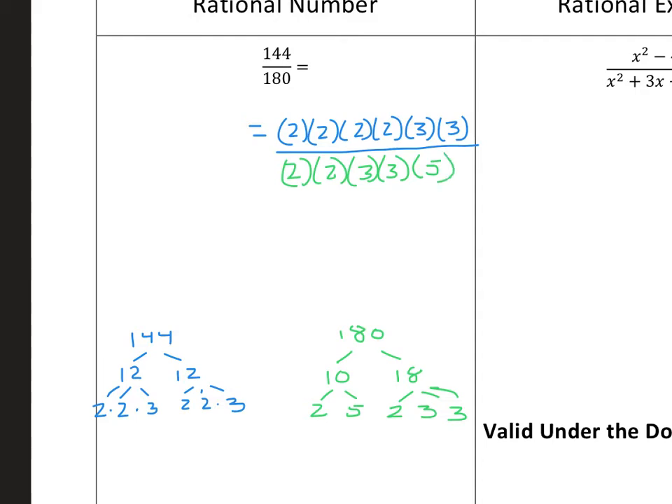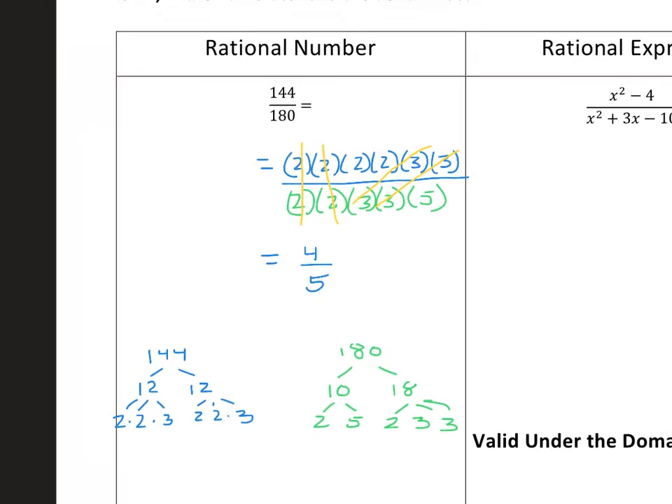So I've rewritten equivalent numerical expressions for both the numerator and denominator, and I can cancel any common factors. If I have any in the numerator and the denominator alike, I'm going to reduce those to 1, because anything divided by itself is 1. So these 2's reduce, and these 3's reduce. And so for my final reduced rational number, I have 2 2's up on the top, which is 4, and on the bottom I have 5. So 144 over 180 reduces down to 4/5.